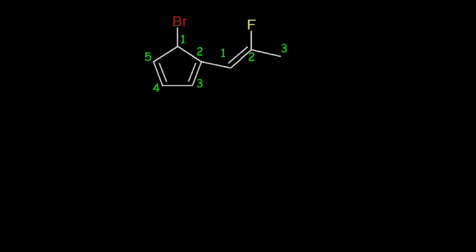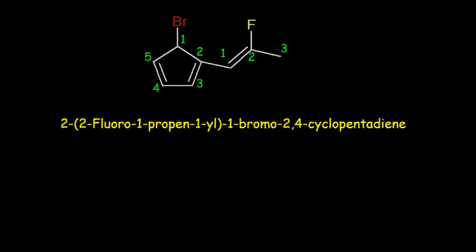In the substituent part, there is a fluoro group attached at the second carbon and an olefinic bond at the first carbon. 2-fluoro-1-propene, and 1-allyl. This part is in brackets, and this part is attached at the second carbon of the heading part. And the heading part itself contains a bromine atom at the first carbon, so use 1-bromo, and olefinic bonds at the second and fourth carbon, so use 2,4, and a cyclic ring having 2 double bonds, so use the word cyclo and diene for 2 double bonds, and the ring contains 5 carbon atoms, so use the word 2,4-cyclopentadiene.